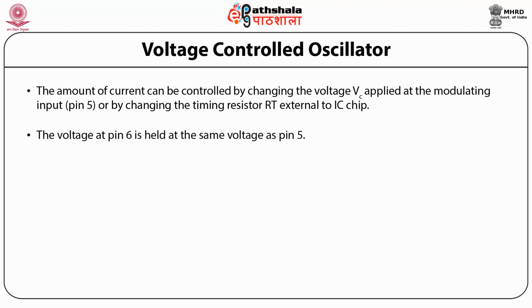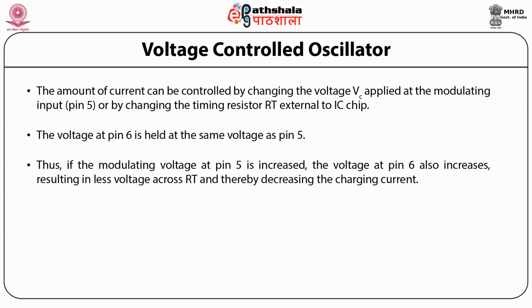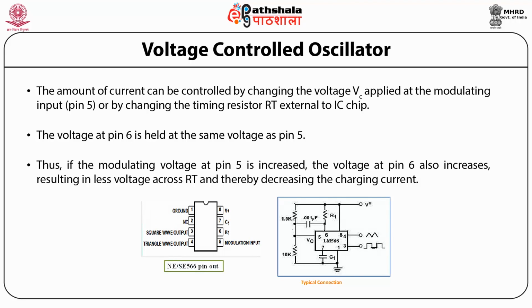The voltage at pin 6 is held at the same voltage as pin 5. Thus, if the modulating voltage at pin 5 is increased, the voltage at pin 6 also increases, resulting in less voltage across RT and thereby decreasing the charging current. This figure shows the pinout diagram of the SE566 and the typical connection to be used as a voltage controlled oscillator.